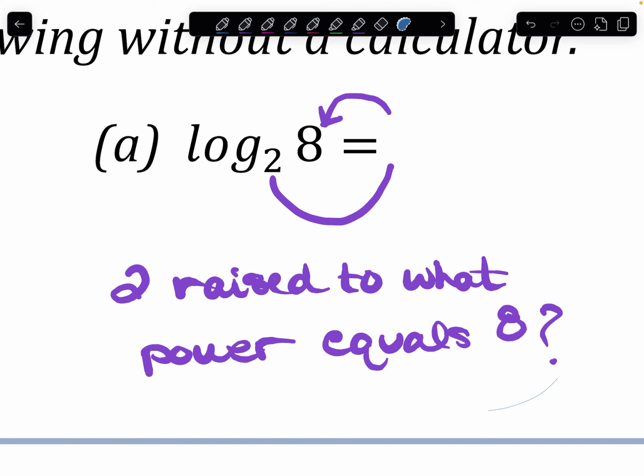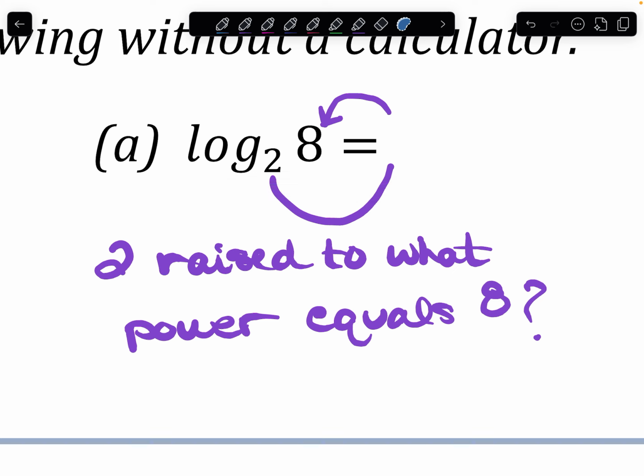So 2 raised to what power is going to give us 8? If you write it mathematically, that would be 2 to what power is 8? Well, it's 2 raised to the 3rd power, so the answer would be 3.